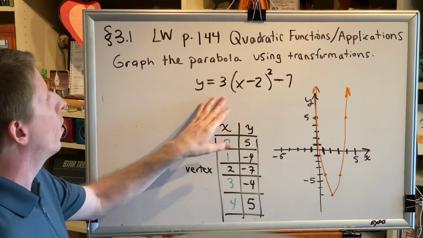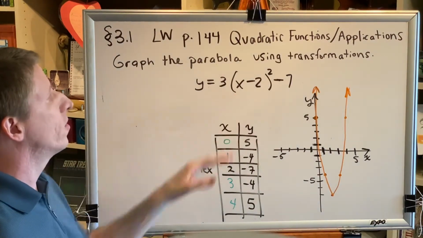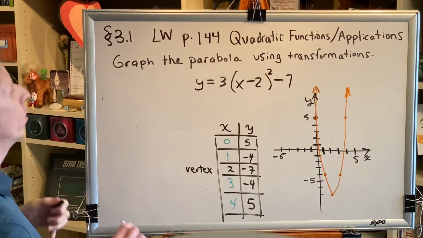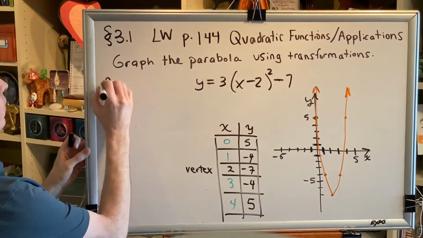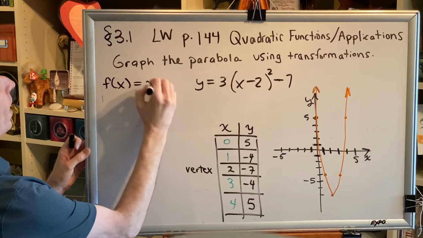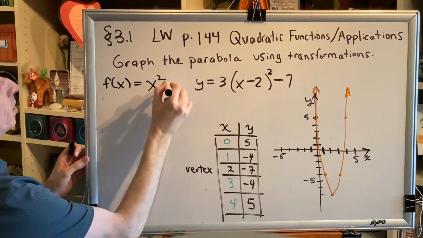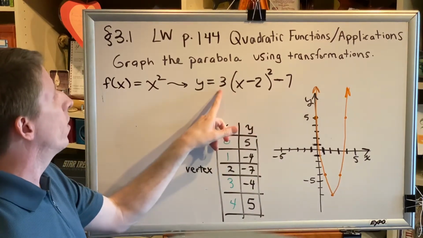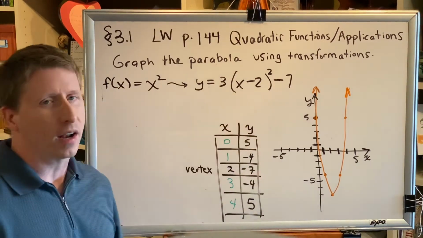All right, graph the parabola using transformations. Y equals 3 parenthesis x minus 2 close parenthesis squared minus 7. Which one of our basic functions does this most resemble? The quadratic function, f of x equals x squared. But it's been transformed. We see a number of changes: this subtract 2, this multiply by 3, and this subtract 7.